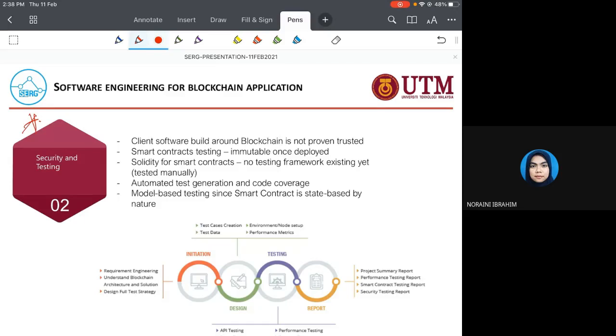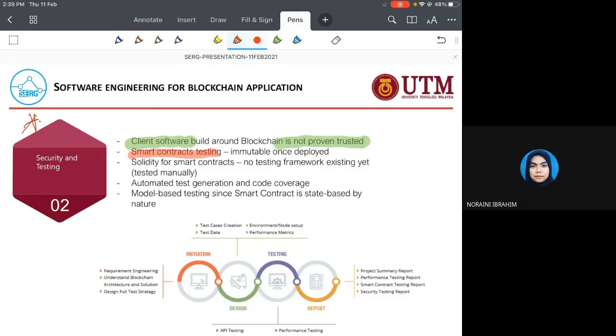So for example, here client software built around the blockchain is not proven or trusted. This is what I call the client software, the application level, for example, Huobi or Luno and so on. But the technology itself is very secure. So how do you test the smart contract?